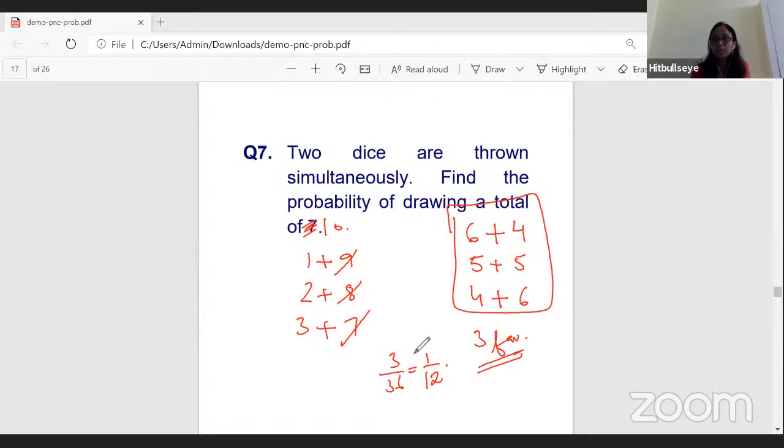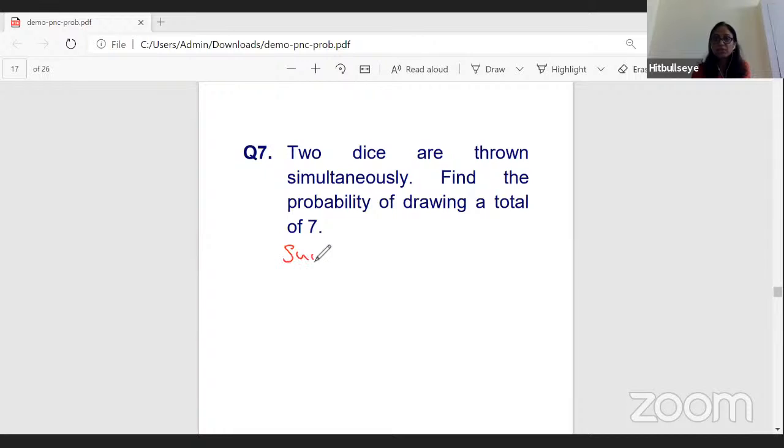Got it, everyone? I was telling you that the sum follows a pattern. What is the minimum possible sum when you're throwing two dice? The minimum sum can be 2, then 3, 4, 5, 6, 7, then 8, 9, 10, 11, and 12. So the minimum I can have is a sum of 2 by having 1, 1 on both dice. The maximum I can have is a sum of 12 by having 6, 6 on both dice. Now, with a sum of 2, how many favorable cases are there?